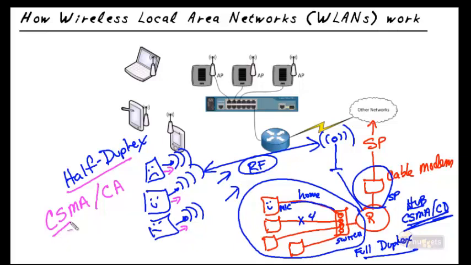So carrier sensing means we're still paying attention, listening to who else is talking. Multiple access means there's three or more devices on that shared medium. And collision avoidance means using our little test shots.